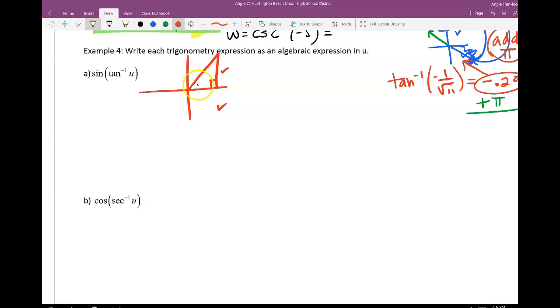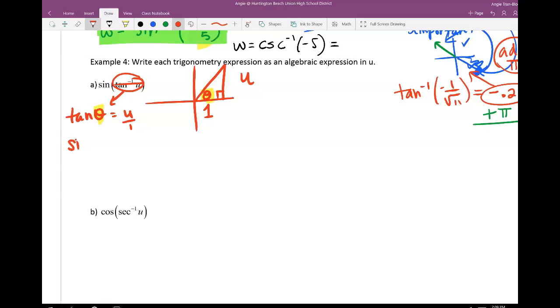So tangent of some angle is u, right? That's what this really meant. Tangent of some angle is really u. Well, tangent is really opposite over adjacent. So think of it as u, and adjacent is 1. Now we have u as the opposite leg and 1 as the adjacent leg, and this theta right there is that theta. Okay, so my question is this. Since this whole thing turns into theta, what is sine of that?